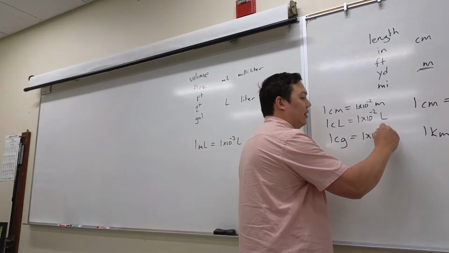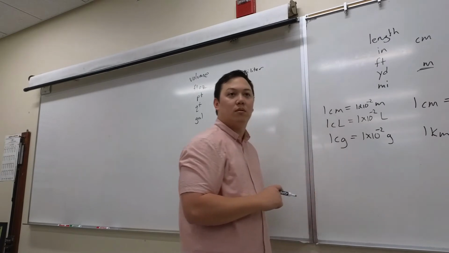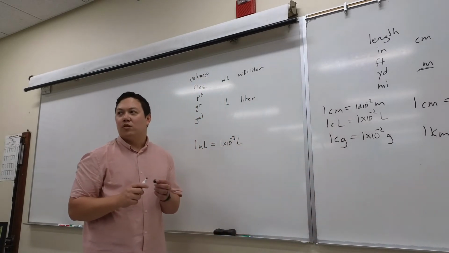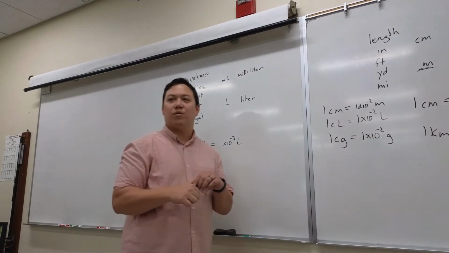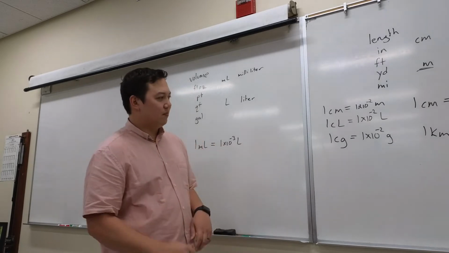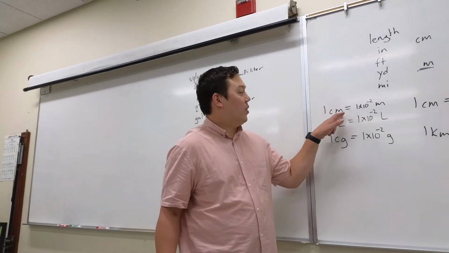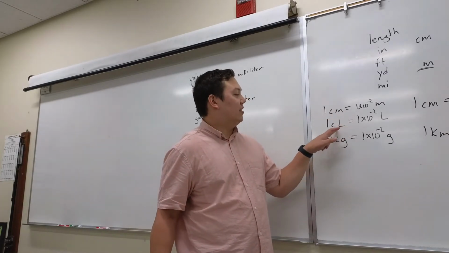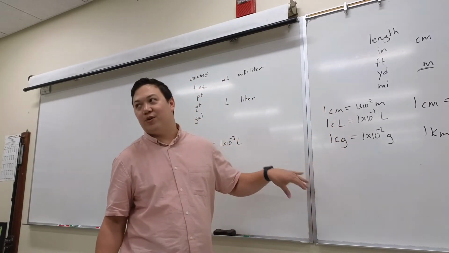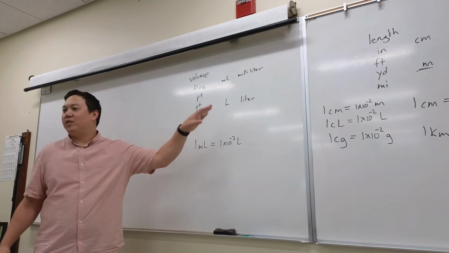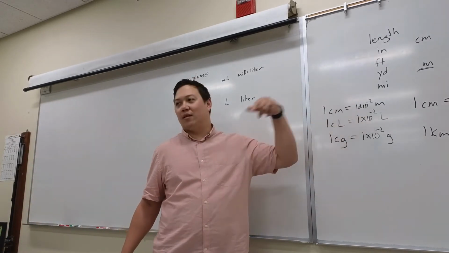One times 10 to the negative 2 grams. So centi means 100th of a meter. And it doesn't matter which base unit you're using, it's always going to be the same 1 times 10 to the negative 2.